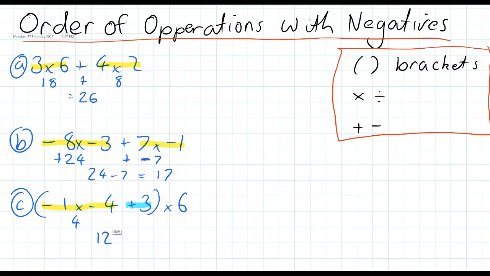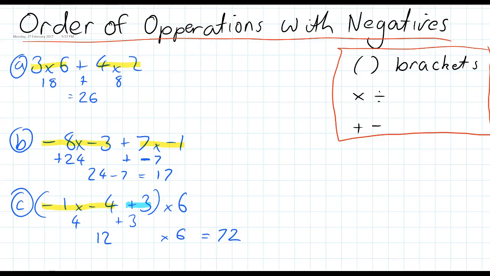I've got the 4 plus the 3 from the next bit. 4 plus 3 is 7. So I've worked out all of the brackets. They're now 7, which is the same as what's in the brackets. So now I just times it by 6. And 12 6s are 72.